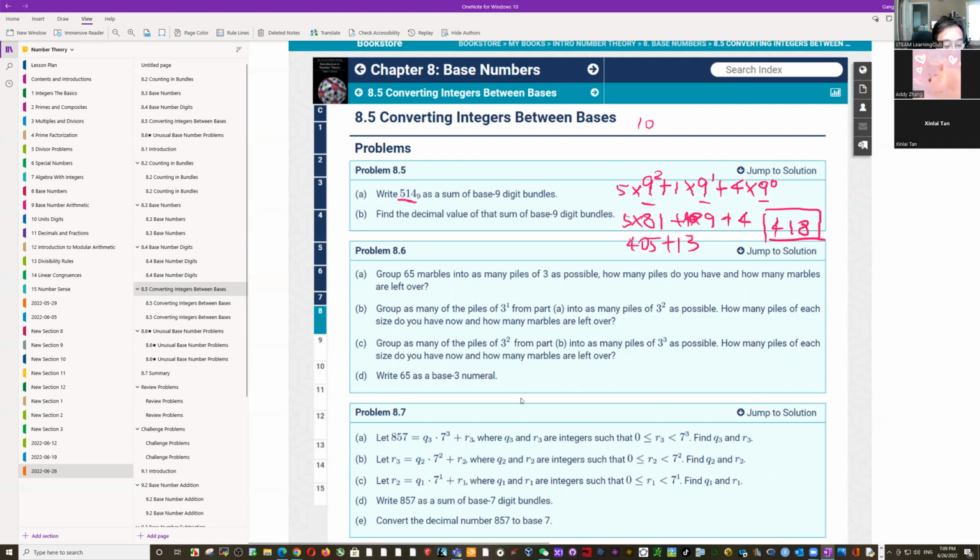I think let's increase some class participation. Eddie, could you try to read problem 8.6? Okay. Group 65 marbles into as many piles of 3 as possible. How many piles do you have and how many marbles are left over? Group as many piles of 3 to the power 1 from part A into as many piles of 3 squared as possible. How many piles of each size do you have now and how many marbles are left over? Group as many of the piles of 3 squared from part B into as many piles of 3 cubed as possible. How many piles of each size do you have now and how many marbles are left over? Write 65 as a base 3 numeral.